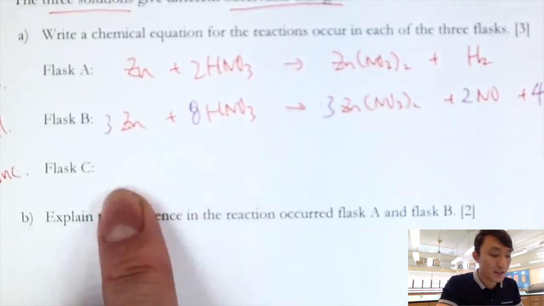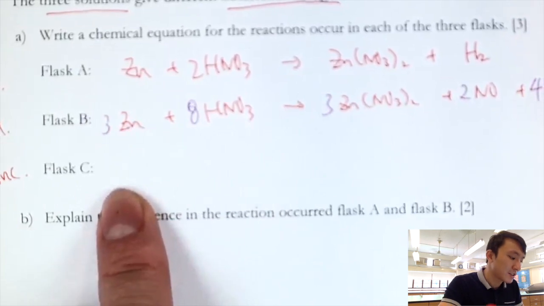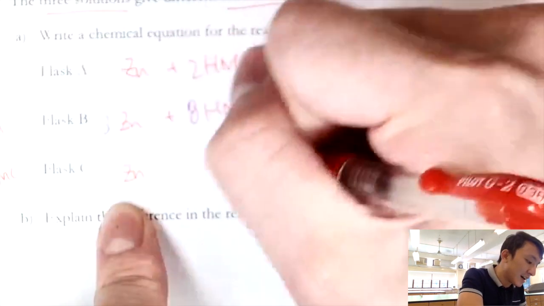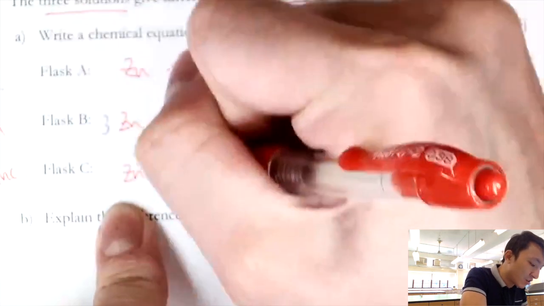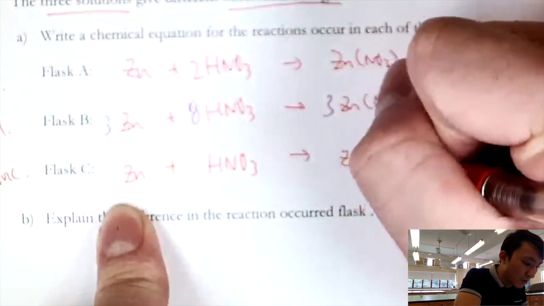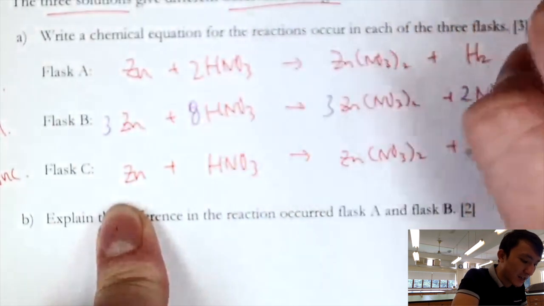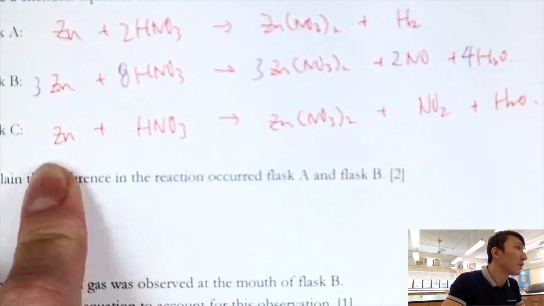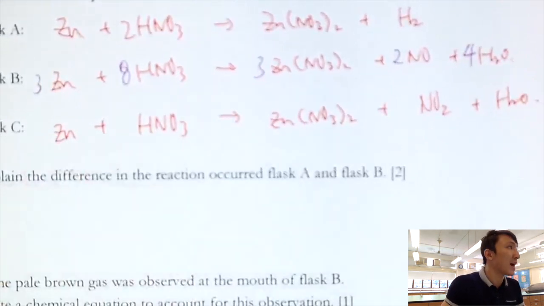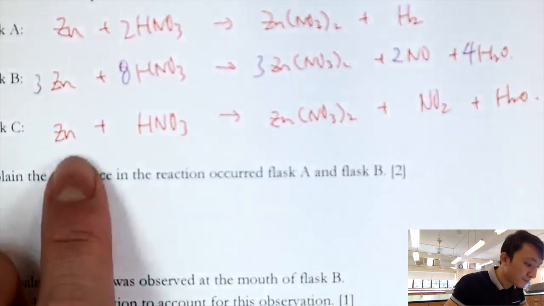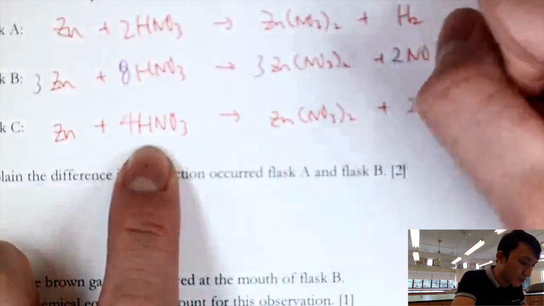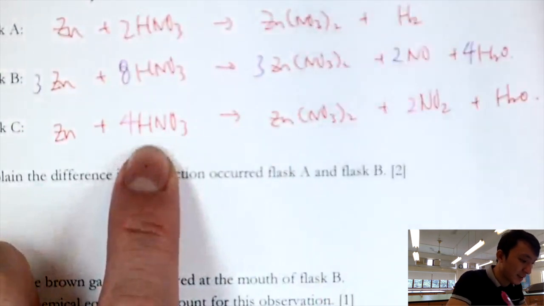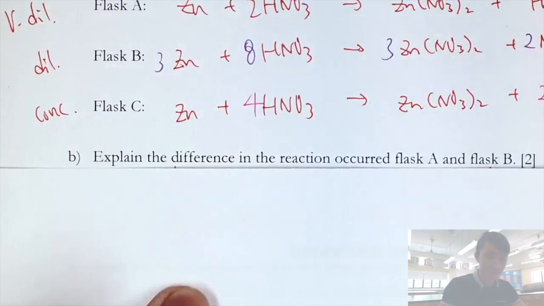Now for flask C, it's going to be the concentrated one. So the only difference is that it produces nitrogen dioxide right away. So it still produces the zinc nitrate, but this time NO2 plus water. Okay? So to balance this equation, I think it's 4 nitric acid, and then 2 NO2, and that's it. Okay?